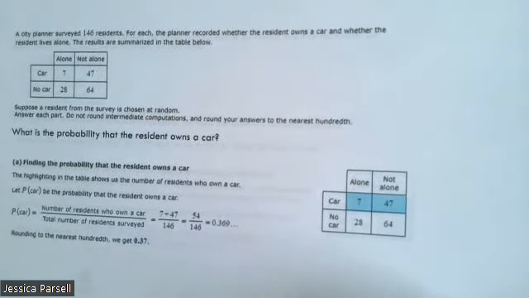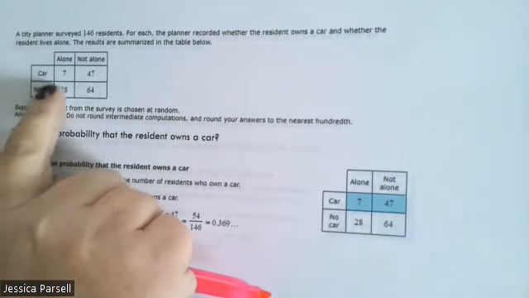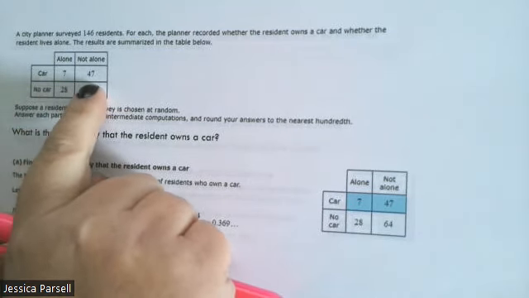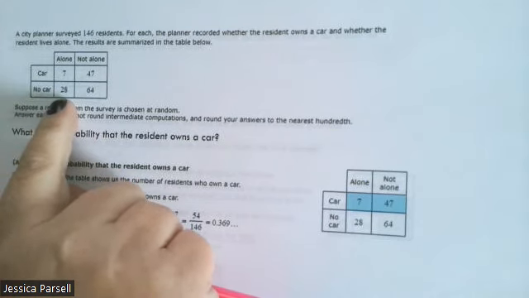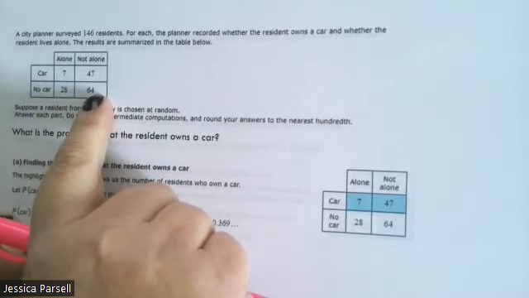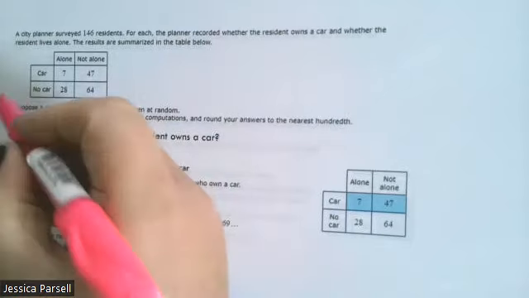Okay, so we just have a few more and then we will end this video here. A city planner surveyed 146 residents. For each, the planner recorded whether the resident owns a car and whether the resident lives alone. The results are summarized in the table. So this is a two-way frequency table here. We notice that we have owning a car, they live alone, they don't live alone but they own a car, and 28 people have no car and live alone, and 64 people have no car and they don't live alone. Suppose a resident from the survey is chosen at random.